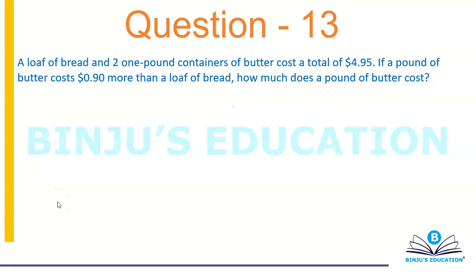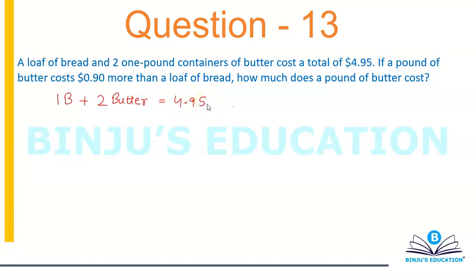A loaf of bread and 2 1-pound containers of butter cost a total of $4.95. Okay, so I have a loaf of bread, so I'll say 1 bread plus 2 pounds of butter, I'll take that as 2 butter, that is equal to $4.95.